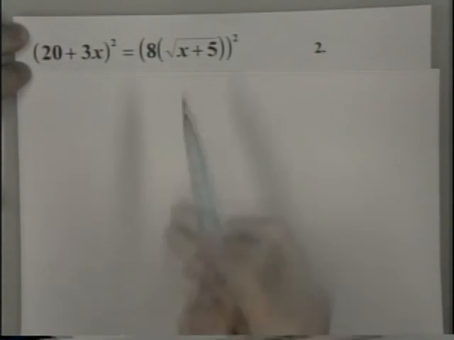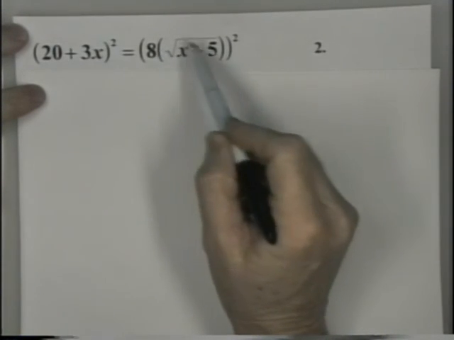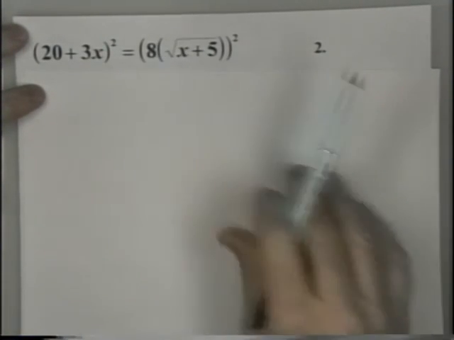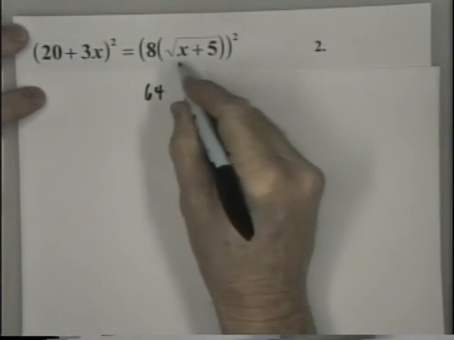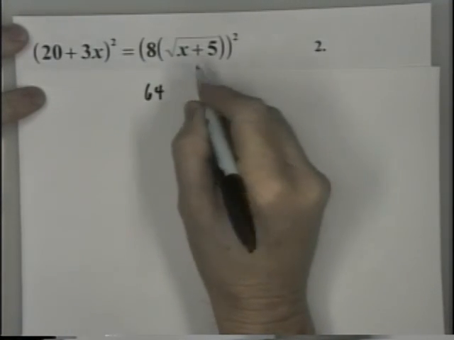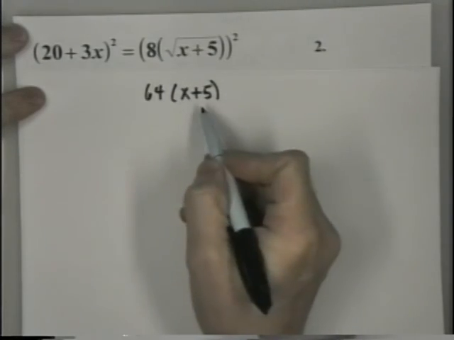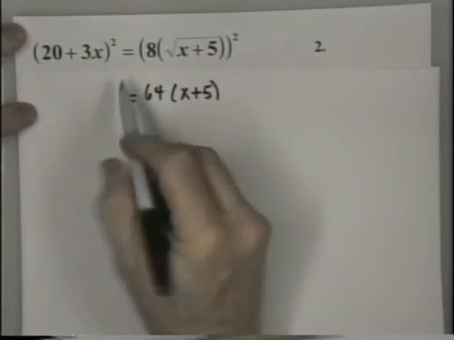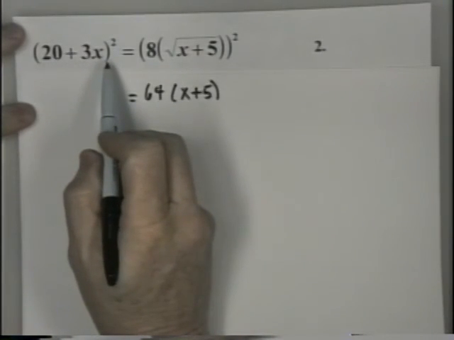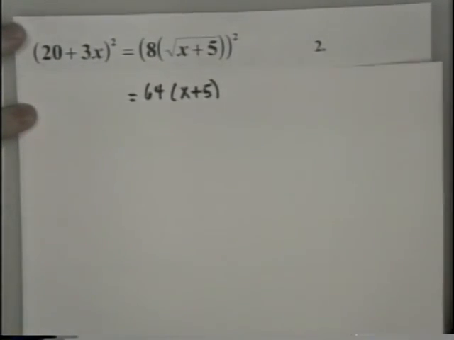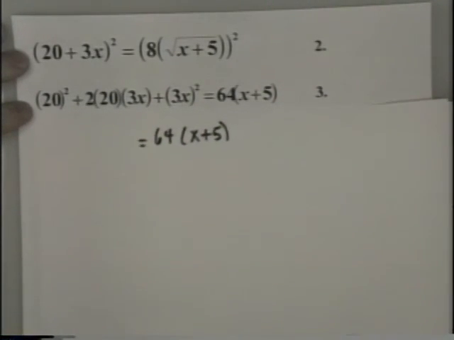And now, watch it here. Real tempting to forget that 8, but you're squaring not just a radical anymore, you're squaring a product, so you've got to square the 8, which is 64. You've got to square the radical, which is just what's underneath the radical. It requires that you put it in parentheses. And over here, we're squaring another sum. And so when you square that sum, you're going to use that special property again.